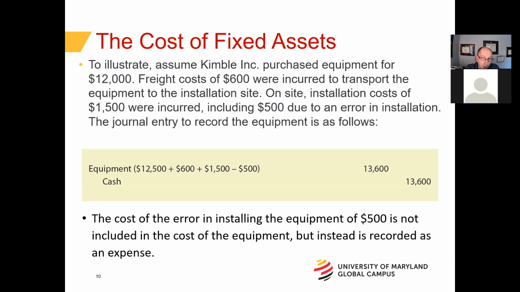And of course, we would debit our equipment to increase our equipment on the balance sheet. We would also credit cash to reduce our cash by that amount because we paid that much for our equipment.